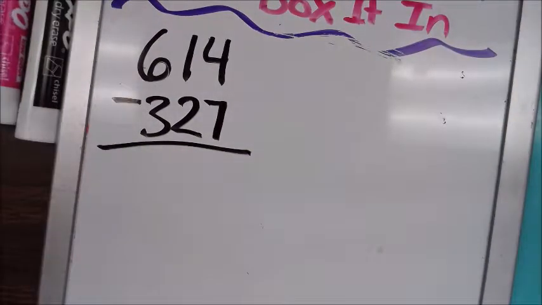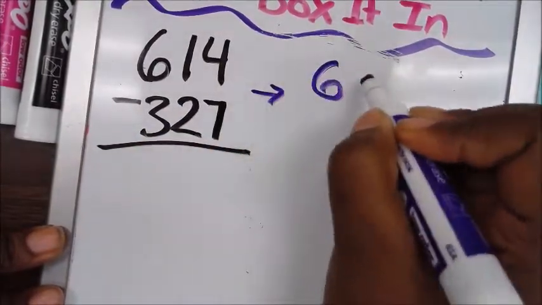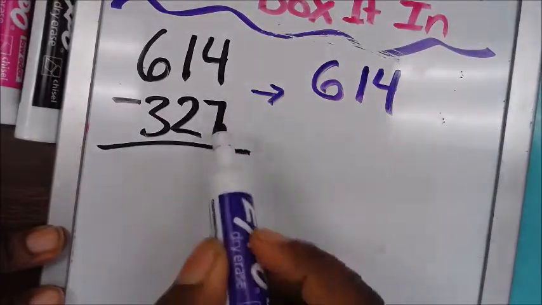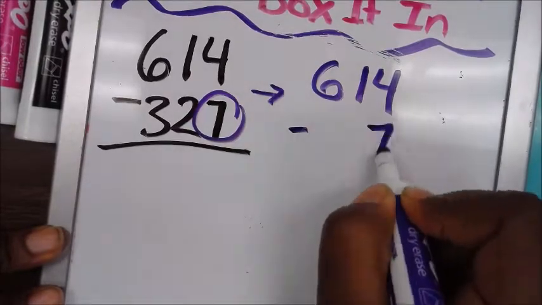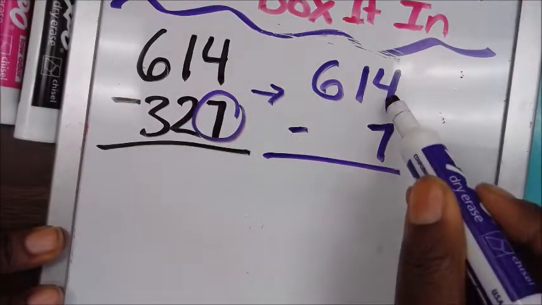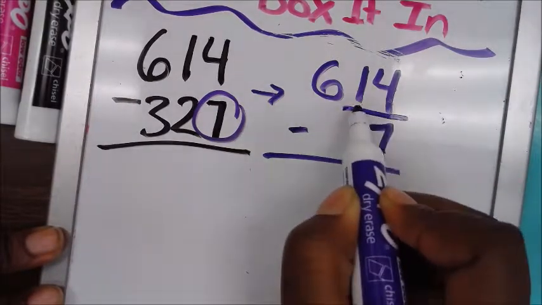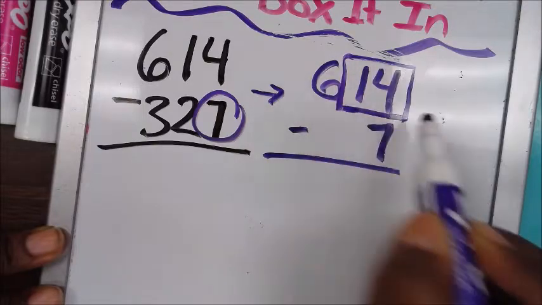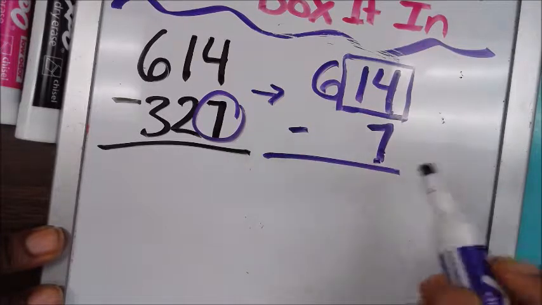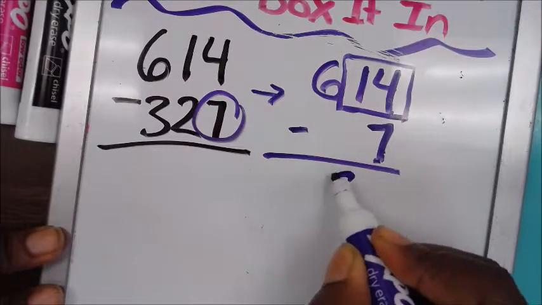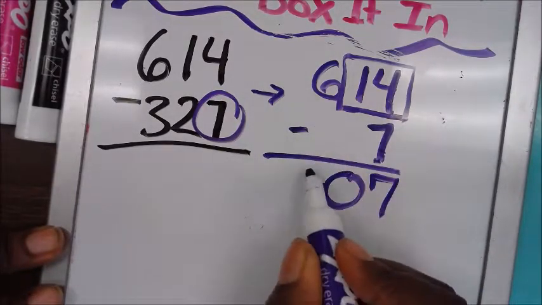Looking at this again, we want to rewrite the problem and keep our big number, so we're keeping our top number at 614. We're going to start by subtracting in the ones place, so we're going to subtract 7. 614 minus 7. If I have 4, I don't have enough to take 7, so I box in the next place. Instead of 4 minus 7, now I have 14 minus 7, and 14 minus 7 equals 7. The number 7 has no tens and 7 ones. And then I bring down my 600.